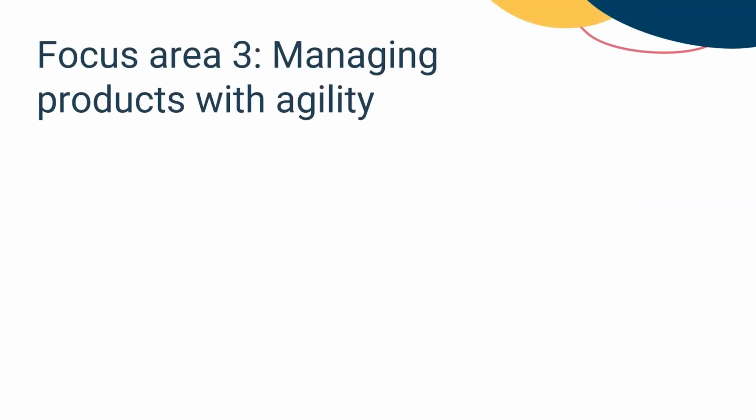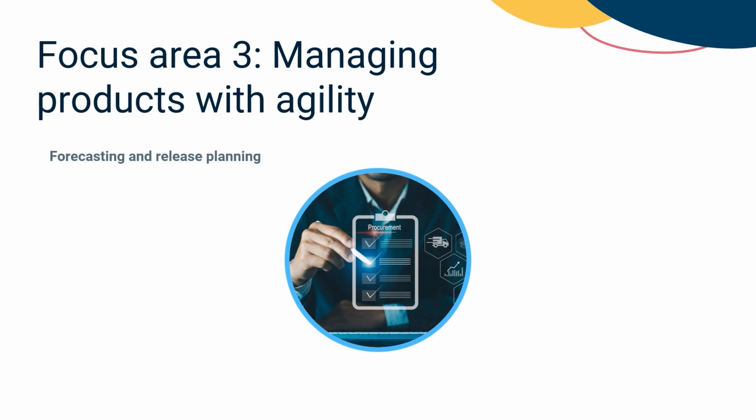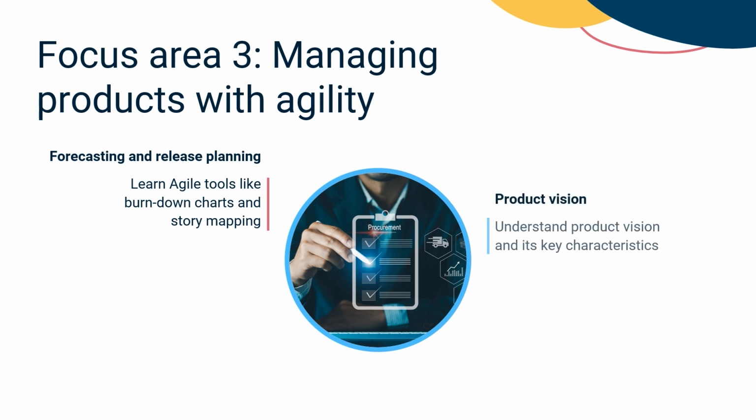Let's now have a look at the third focus area: forecasting and release planning. Learn agile tools like burn-down charts and story mapping for effective forecasting and release planning. Product vision. Understand product vision, its key characteristics, and its alignment with business strategy for clear communication.